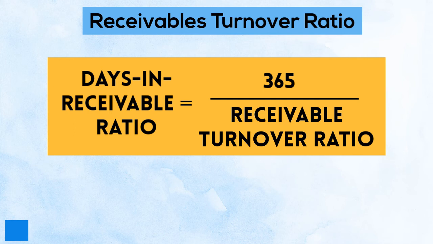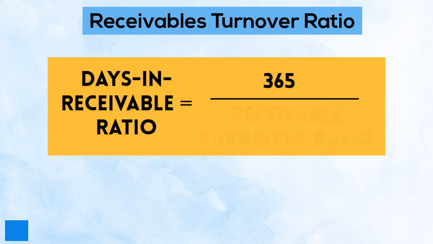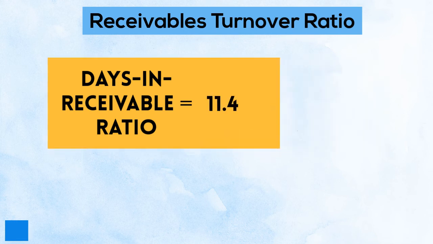For example, following on from the example above, we would have 365 divided by 32. This equals 11.4. Therefore, the business collects their receivables every 11.4 days. Businesses prefer to have a lower days in receivables ratio, as this means that they are collecting their receivables faster.